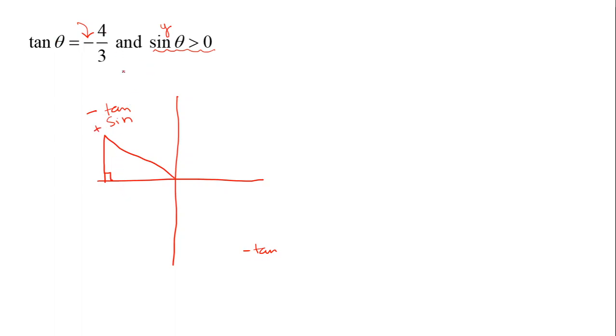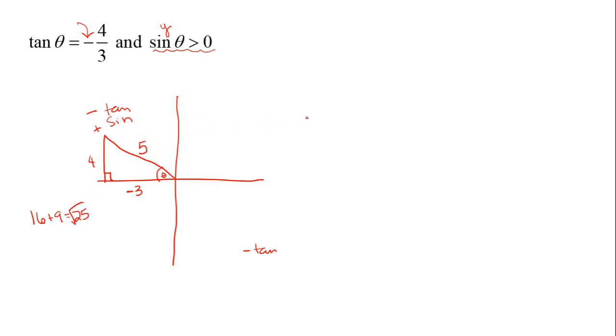So now I use this ratio right here. Here's my angle, theta. And since it's tangent, it's opposite over adjacent. So I get 4 over 3. So that's opposite and adjacent. This is the one that's negative because it's to the left. This is positive because it's up. And then when I use Pythagorean theorem, this will be 16 plus 9 equals 25. The square root of 25 is 5.